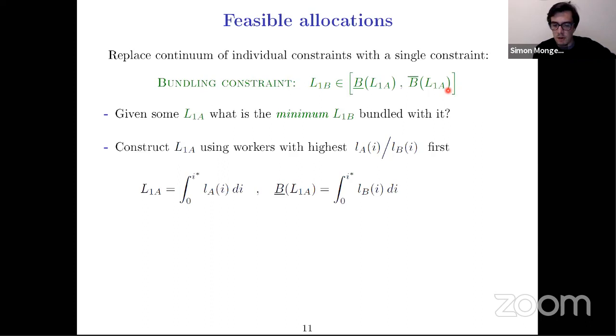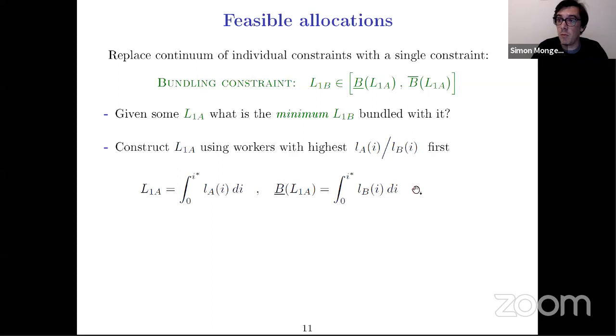And I get the guy with the second highest ratio of skill A to skill B, and I send him to occupation one, and so on and so on down the line. And I keep on going until I get to some guy i star, at which point I have my desired allocation of skill A to occupation one. And then I just add up all of the skill B that comes along with these guys. These guys have relatively the most skill A, so in terms of the allocation, they have the least skill B. Okay, that's going to allow me to construct this constraint for any amount of skill A. And by a parallel argument, I can also construct the maximum amount of skill B that comes along with that mass of skill A by taking the guys who have the lowest amount of skill A relative to skill B.